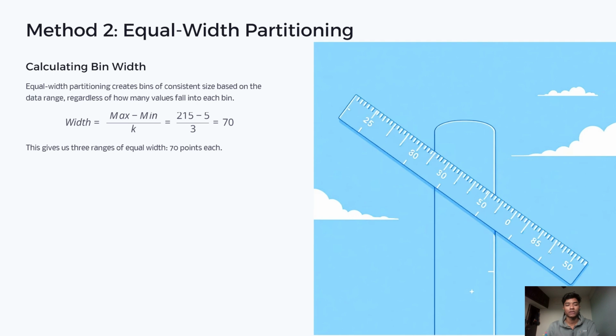This gives us bin 1, 5 to 75, 9 values; bin 2, 75 to 145, 1 value; bin 3, 145 to 215, 2 values. This method clearly struggles with our dataset. Most scores are crowded in the first bin, the second bin barely has any values, and the third bin has only 2. Equal width is simple, but it doesn't handle skewed distributions well.